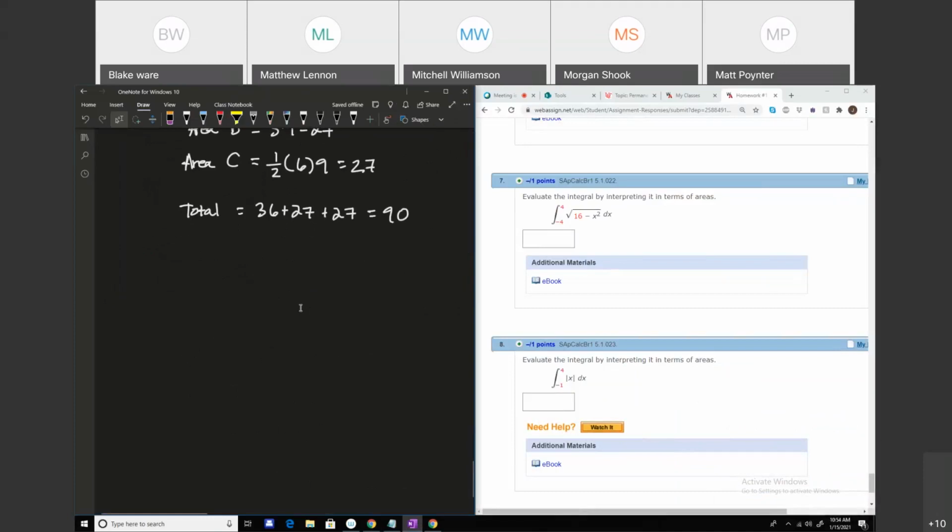So for number 7, it looks really complicated because it's this really hard formula. But the reason it's not, if we think about y equals the square root of 16 minus x squared, maybe you don't recognize what shape that is. But if I squared both sides, I would get y squared equals 16 minus x squared. And then I could add x squared, and I would get x squared plus y squared equals 16. Does anyone know what this graph is?